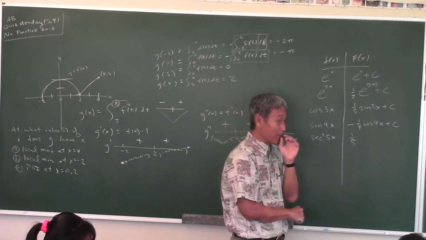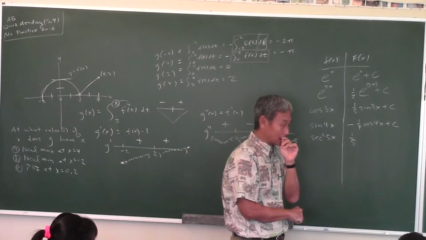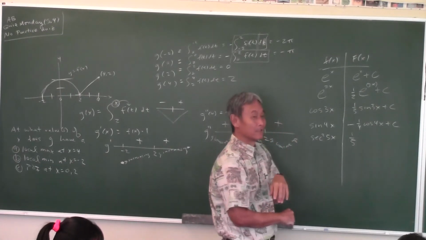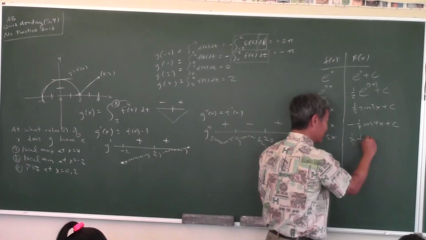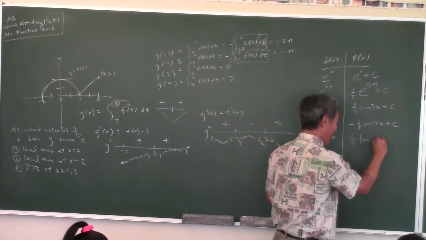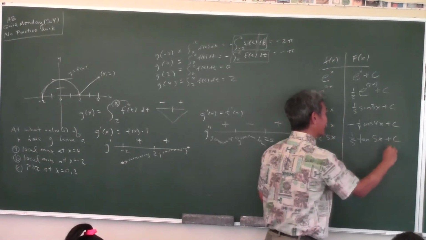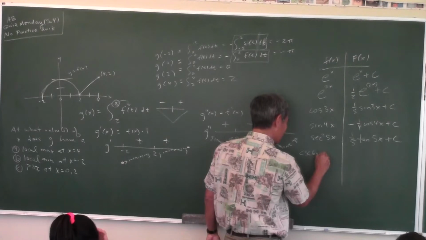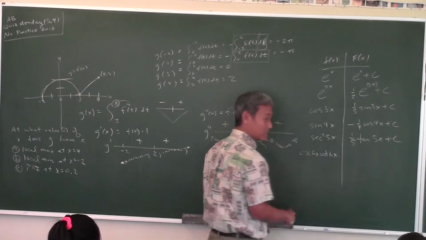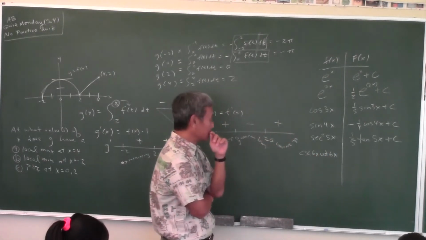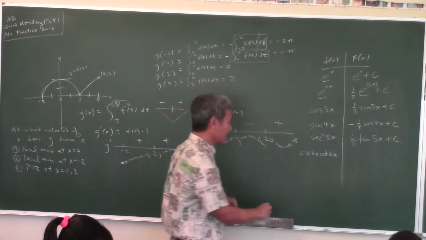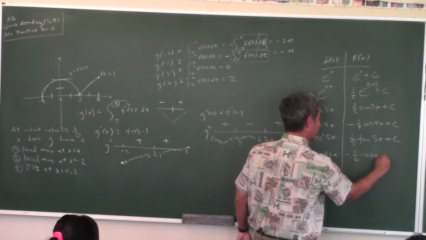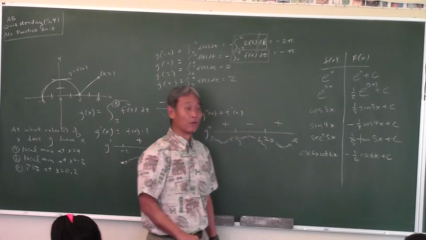When you take the AP exam, what's going to be there? Go. Don't write that on your paper. Tangent 5x. Hey, we're getting the hang of it. Cosecant 6x, cotangent 6x. Negative 1x. Secant 6x. Yeah, we're getting the hang of it.